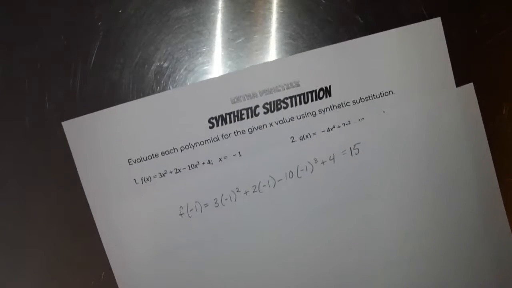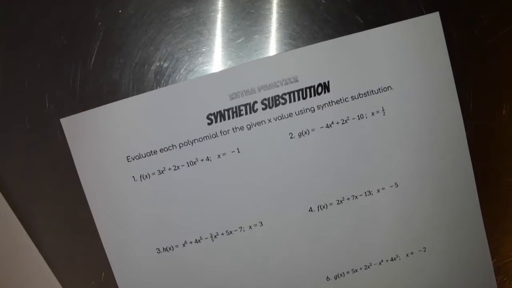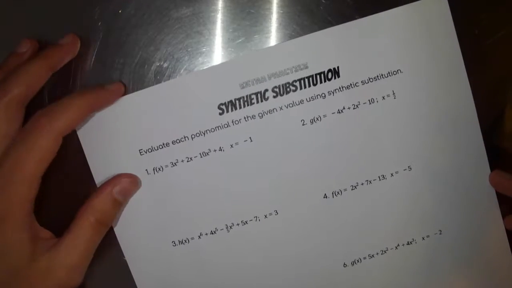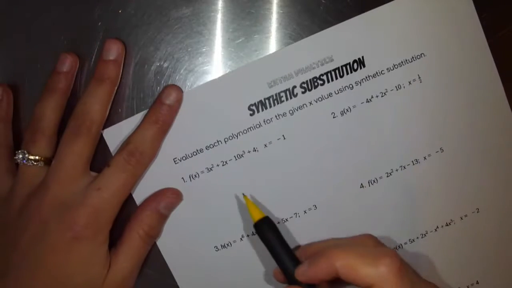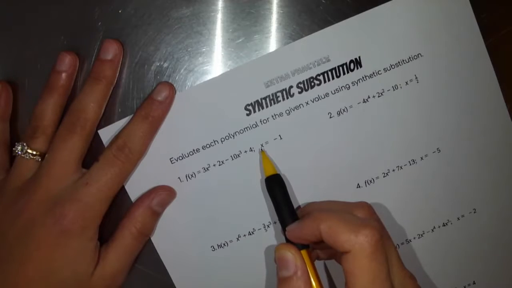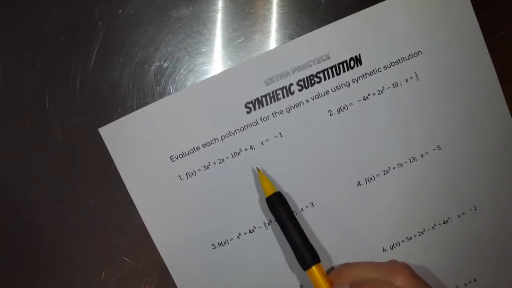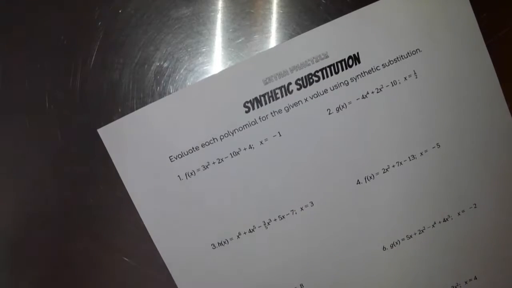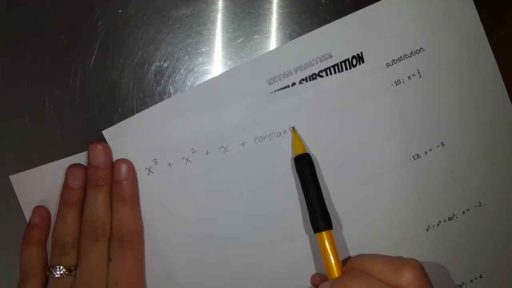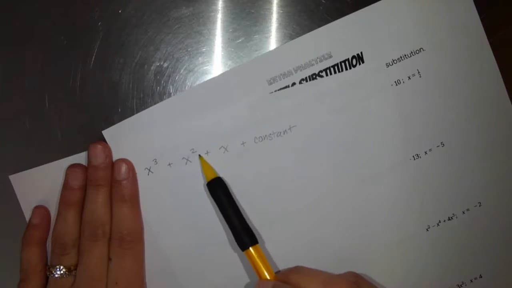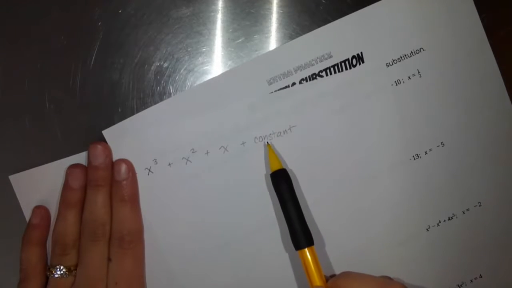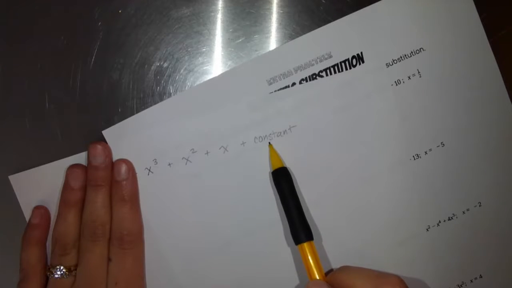So synthetic substitution is another way of doing that same thing, except I think it's a little easier if you didn't have a calculator. The first thing you want to do is rewrite what you're given in standard form and use placeholders for any missing terms. My highest exponent is 3, so I want to make sure I have all my exponents in descending order: x to the third, 2, 1, and a constant. Even if there isn't a number without a variable, we have to include a 0 for our constant.